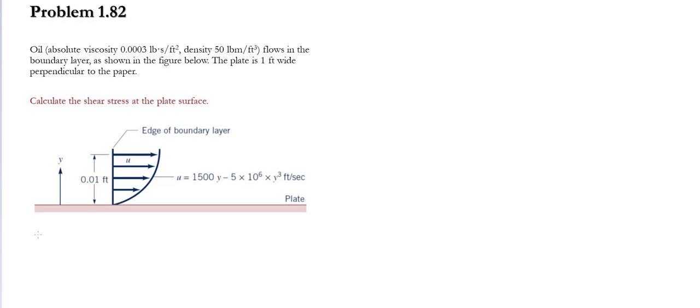For this problem, we are going to assume that the liquid is a Newtonian fluid. We're also going to take it as steady state conditions. And in this case, notice that the velocity is given to us, so we cannot assume that the velocity is linear. We're asked to calculate the shear stress at the surface. So we define shear stress as the viscosity times the rate of shear strain.